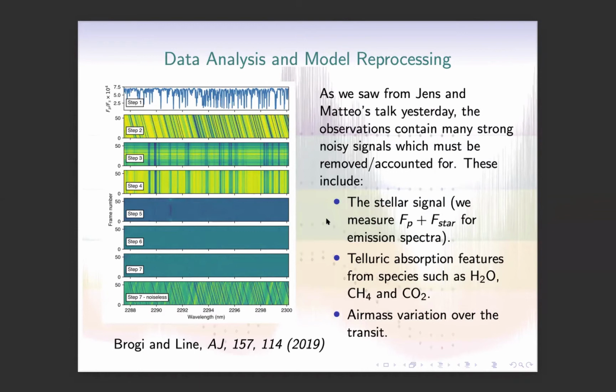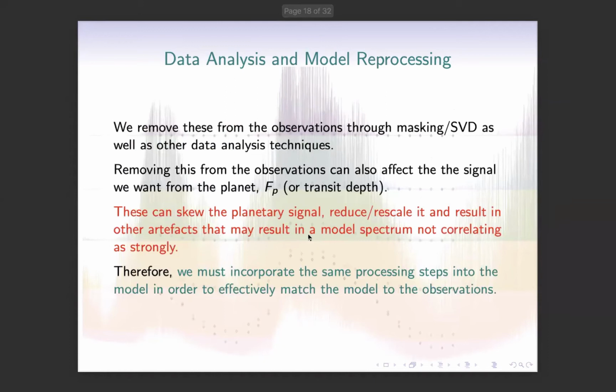And then telluric absorption features from water, methane, CO2 will also contribute, as well as air mass variation. You can see that here in, for instance, step three of this process. You can see that they start off quite dark and get brighter and then get darker again as the air mass goes down and then goes back up. And really what we need to do is remove all of these from the observations. And this is done through various methods: masking, SVD, SysRem, et cetera.